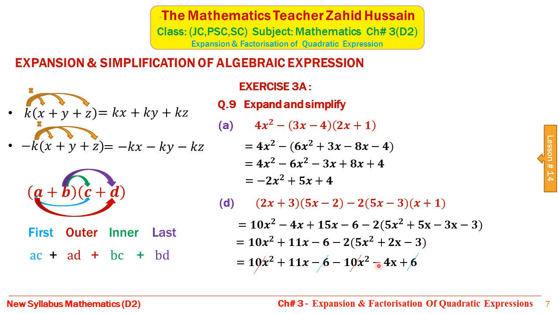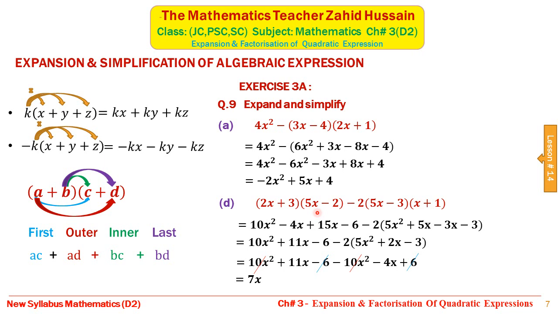They are like terms. 11x has plus sign and 4x has minus sign. So 11 minus 4 is 7 and x. So plus 11x minus 4x will give you 7x. So this is your question number 9. It's A and D part. So this was your exercise 3A. I have solved all the questions.